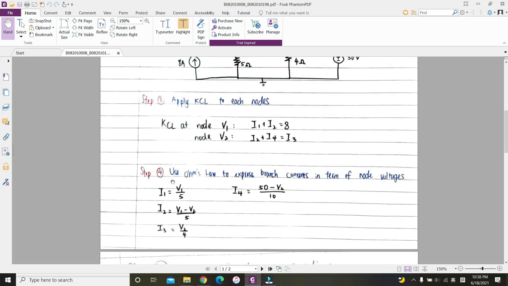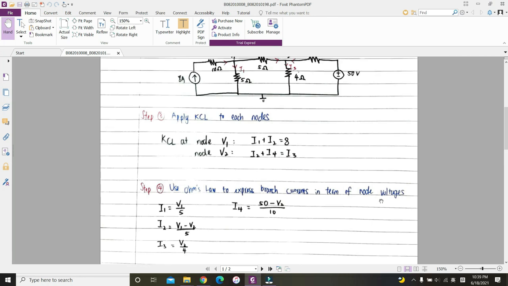Then we go into step 4. We use Ohm's law to express branch currents in terms of node voltages. I1 will be equal to V1 over 5. I2 will be equal to V1 minus V2 over 5. I3 will be equal to V2 over 4. And I4 will be equal to 50 minus V2, divided by 10.